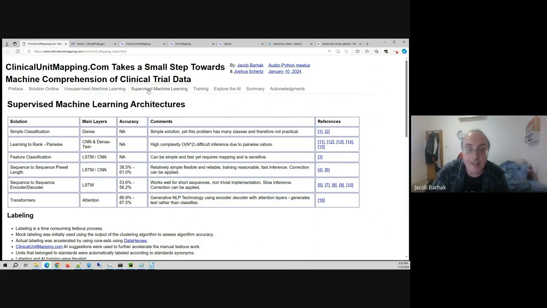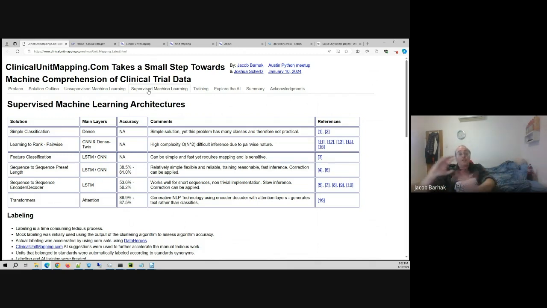This labeling process is human intensive. A human has to do it. But you can still run an AI and see how it will work even without labeling by creating mock labels. So this is how I started working, by creating mock labels.